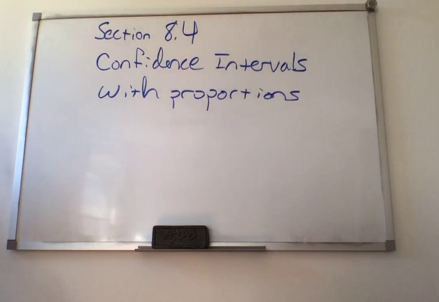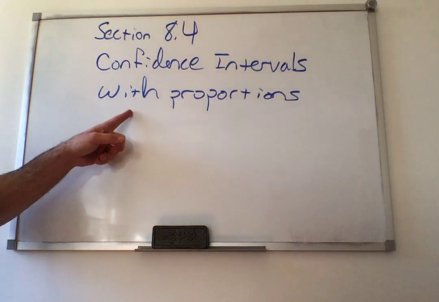So today we're going to talk about section 8.4, confidence intervals with proportions. We already talked about how to do confidence intervals for the mean, okay? And that depended on whether you knew the population standard deviation or not. If you did know it, you would use the z distribution, and to find our critical values, you would use inverse norm. If you did not know the population standard deviation, you would use the t distribution. And if you had it on your calculator, you would use inverse t to find the critical values, or you have to use the table.